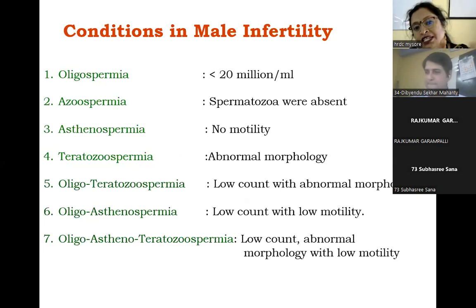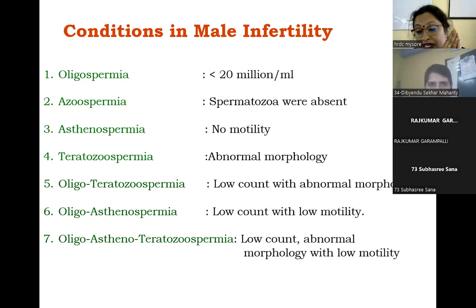And what are the conditions? Generally, when we say an infertile individual, when we analyze the semen, if the count of the spermatozoa in the semen is less than 20 million per ml, then that condition is called oligospermia. That means less sperm count. If the spermatozoa are completely absent in the semen, then it is called azoospermia, no spermatozoa at all. If there is no motility in the spermatozoa, then it is called asthenospermia. And sometimes the morphology of the spermatozoa will be totally different, and that is called teratospermia. They couldn't achieve the pregnancy because of the abnormal morphology.